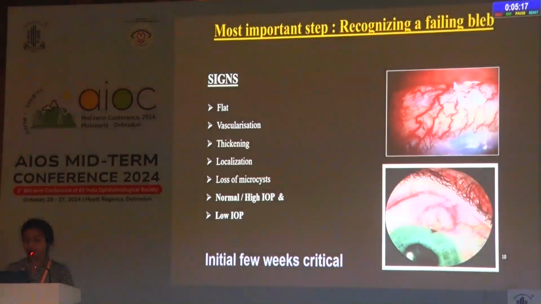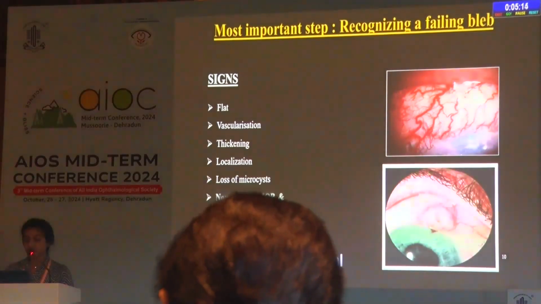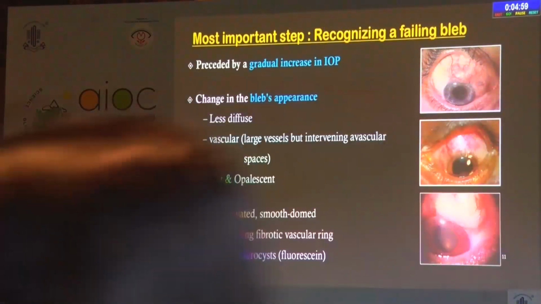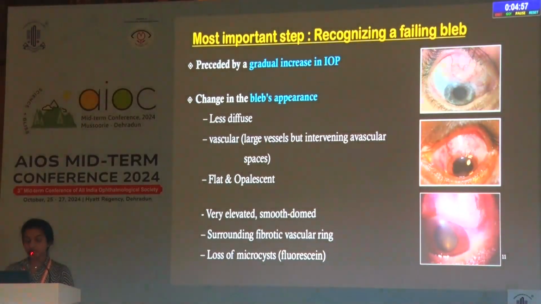The most important step in preventing trabeculectomy failure is to recognize a failing bleb. So what are the signs of a failing bleb? It can be flat, highly vascularized, localized, with loss of microcysts, and can present with normal, high or low IOP. So the initial few weeks are really critical. Often a failing bleb is preceded by a gradual increase in IOP, and there are various changes in bleb appearance. It is less diffuse, highly vascularized, flat, and later with an increase of fibrotic tissue it can be elevated or dome shaped, and finally it eventually leads to a Tenon's cyst.